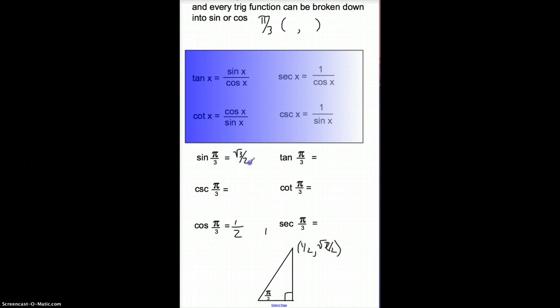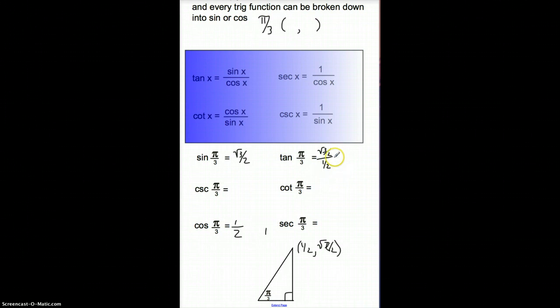So once you know all the ordered pairs from the previous screen, you know all the trig functions. Because remember, every trig function can be broken down into sine or cosine. Like tangent is sine over cosine. So if we want to find tangent of pi over 3, all we need is our little triangle. We know sine is square root of 3 over 2. Sine goes on top, sine over cosine.